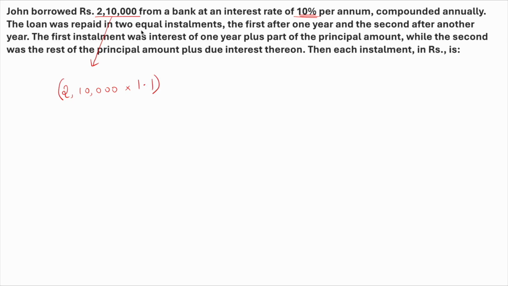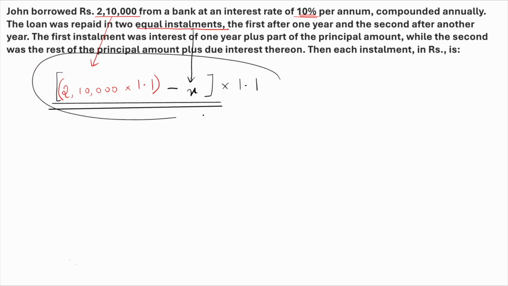Now, the loan was repaid in two equal installments. So we'll assume that the value of each installment was equal to X rupees. So out of 2,10,000 into 1.1, John has paid off rupees X at the end of the first year. So after the first year, this is your new principal, 2,10,000 into 1.1 minus X. In the second year, this will be the principal. If this is the principal, the interest will be 10% on this. That means at the end of second year, this value becomes into 1.1.